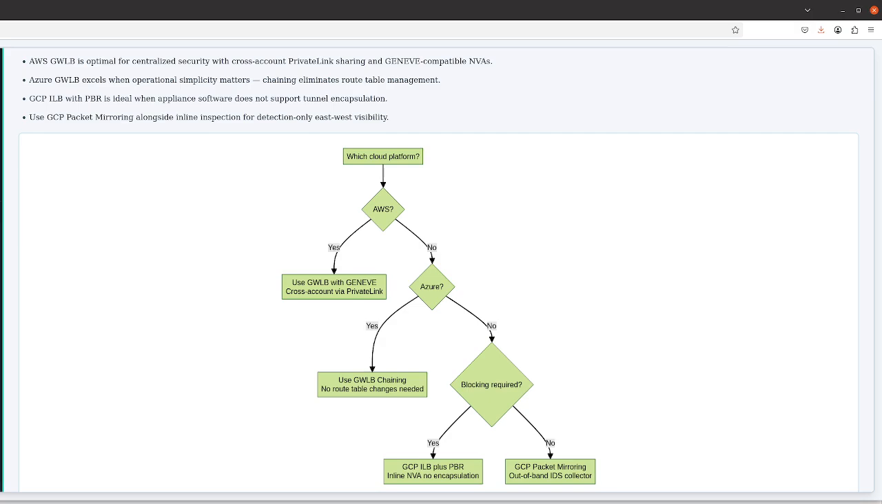For blocking-capable inline inspection, deploy NBAs behind an internal pass-through NLB and use policy-based routing to steer traffic. For detection-only use cases where you need network visibility without introducing a potential blocking point in the data path, packet mirroring paired with an IDS collector fleet is the cleaner architecture. GCP environments often use both models in tandem: PBR-based inline inspection for egress internet traffic and packet mirroring for east-west visibility within the VPC.